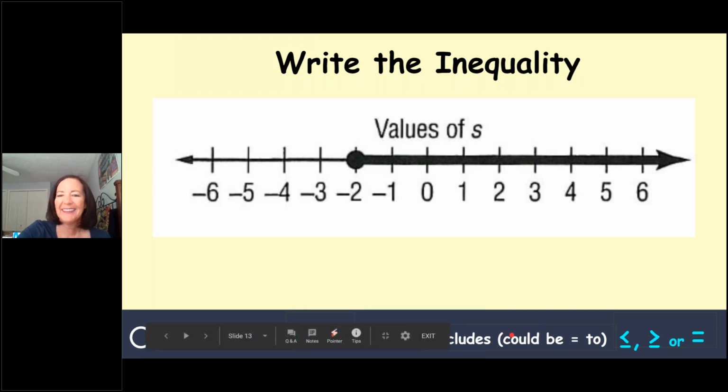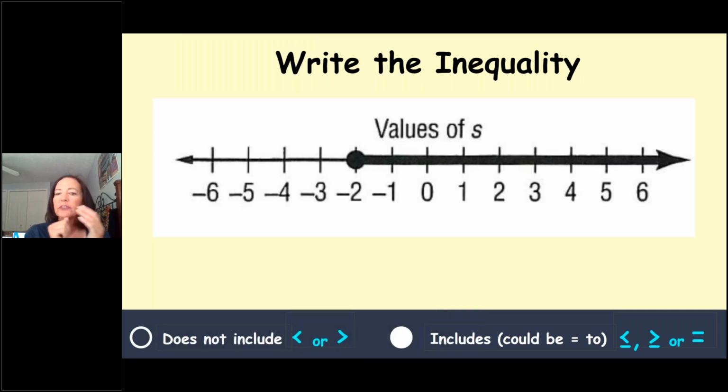So anytime you see a closed-in dot, you're either going to say less than or equal to, or greater than or equal to. So what's this one going to be? This one is S is greater than or equal to -2.